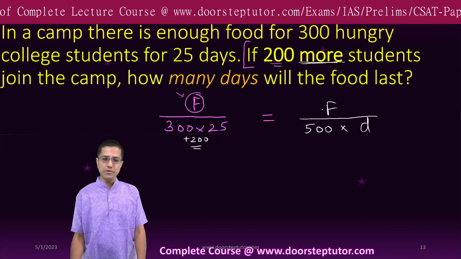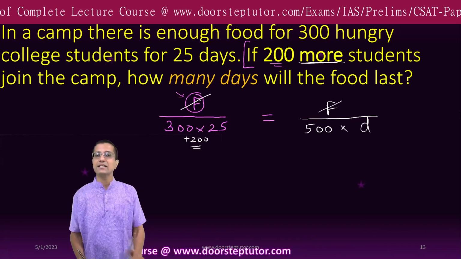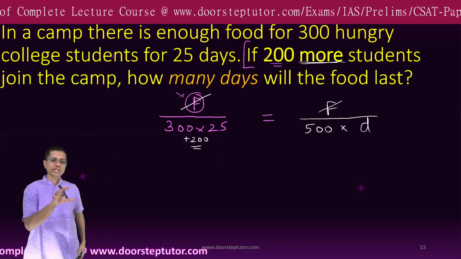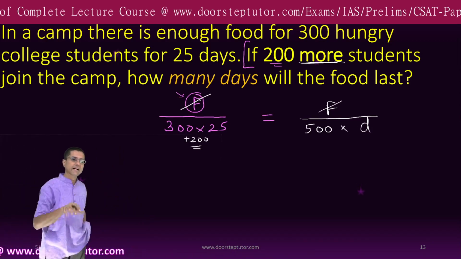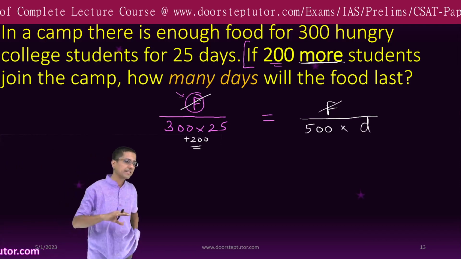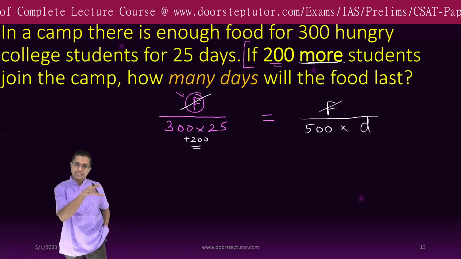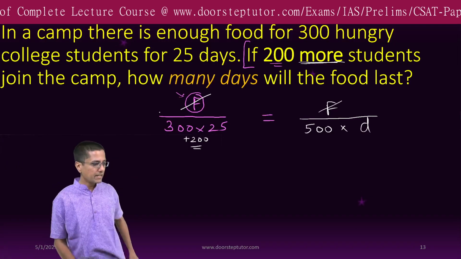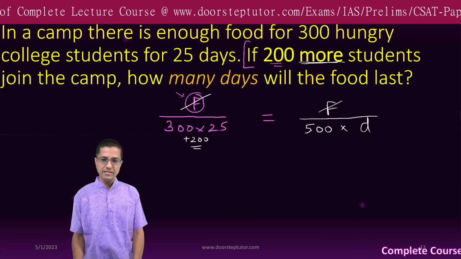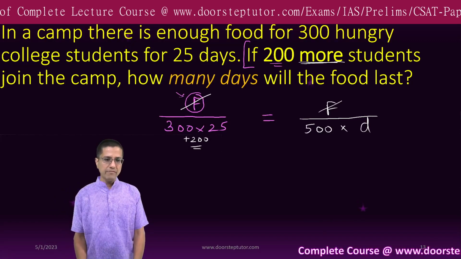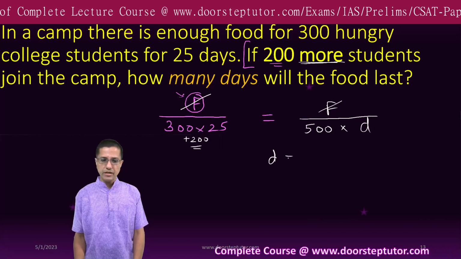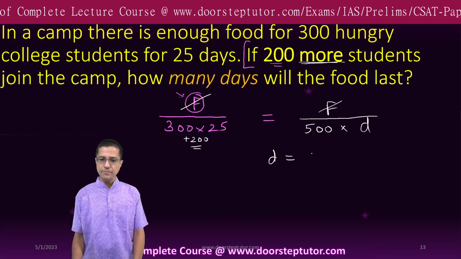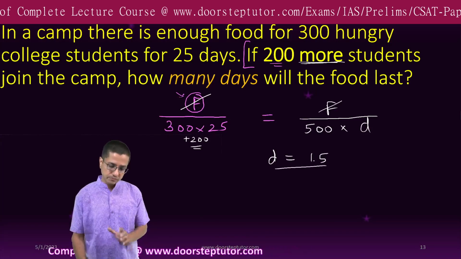So D is unknown. And again, F and F would cancel. Like I said, we are only interested in relative quantities in these cases. Whether the food has doubled, it has remained the same, whether food has halved. In this case, the amount of food has remained the same. So this F and F would cancel. So now, if you simplify this, your D, you can do the simplification. It is a very simple equation. It will come out to be 15.